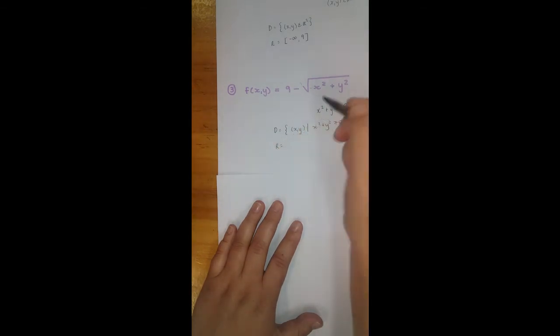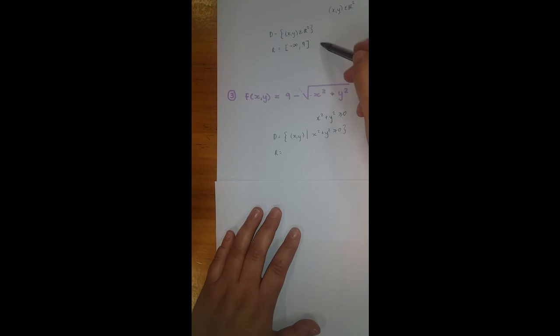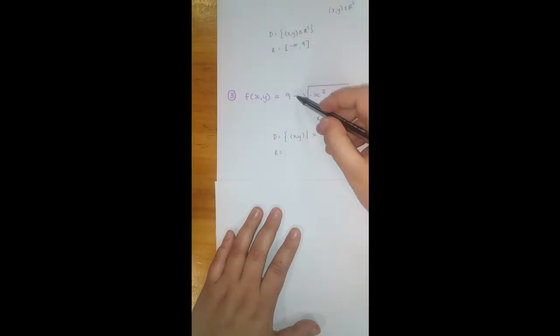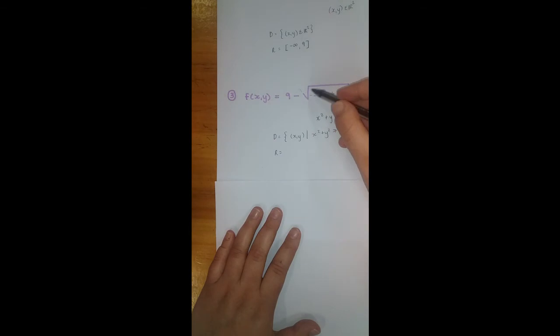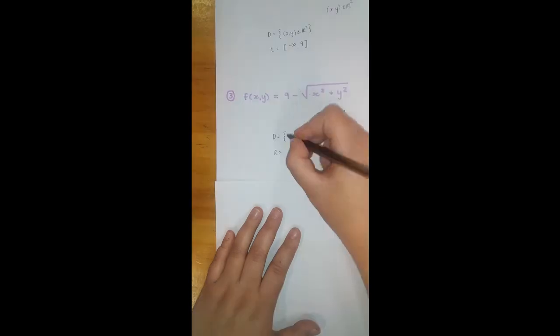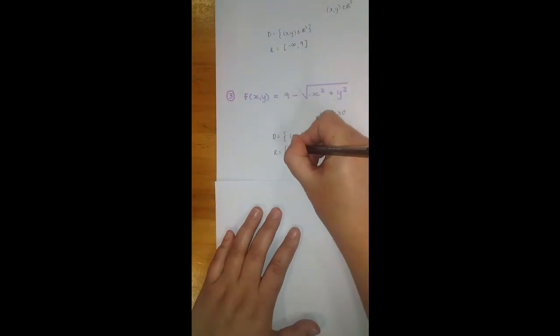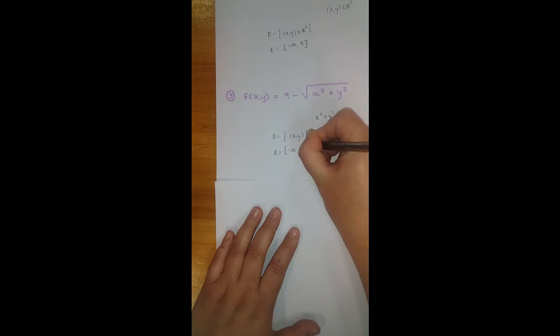And the range would be similar to the previous question, where we know that this is always going to be a positive value. So the biggest value for f of xy that we can have is 9, because 9 will always be minused by a positive value for all values of x and y. So our range would be -infinity to 9.